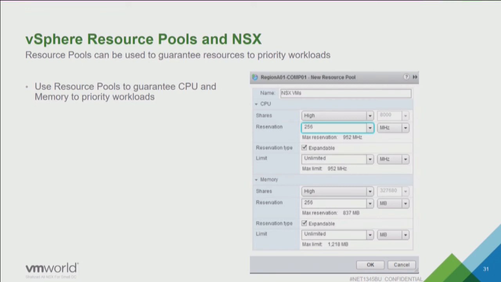And you can use these resource pools to guarantee CPU and memory to priority workloads. So with NSX, we provide reservations for our virtual machines by default, right? We give it most of what it needs. But inside of your environment, you can still carve out these resource pools and allocate CPU and memory shares to them to ensure that your NSX workloads or your high priority workloads are receiving those resources while you can kind of throttle back some of those less important ones.